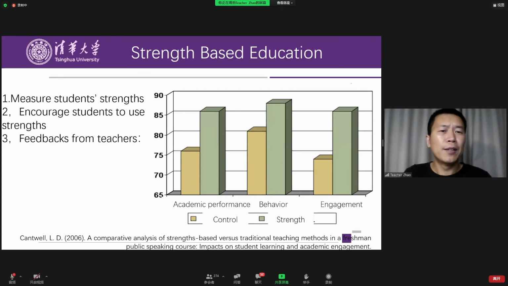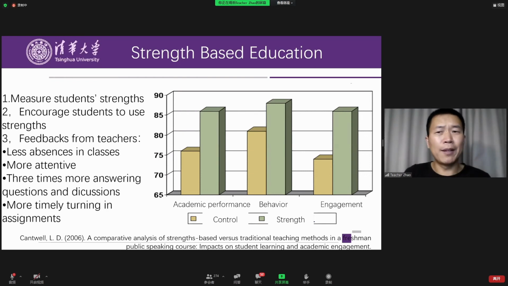And the teachers would say that the students who are in the strength-based education group attend the lessons more, are less absent, and are more attentive in the class. They don't gossip or chat in the class. They listen to the teachers, and they're 3 times more likely to answer questions and have discussions in the class, and more timely to turn in assignments. So this is why their academic performance is better.